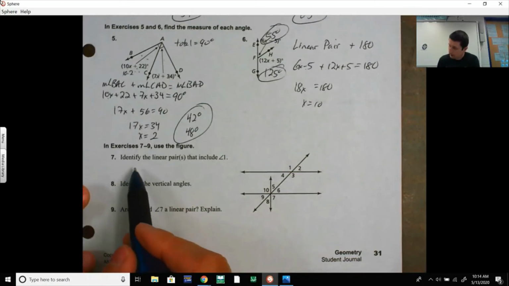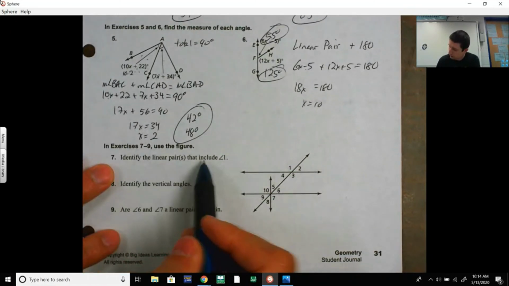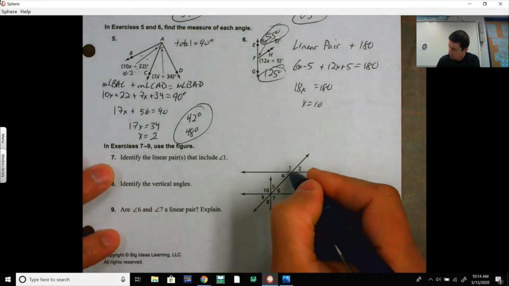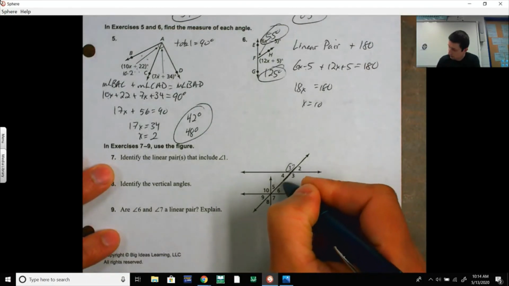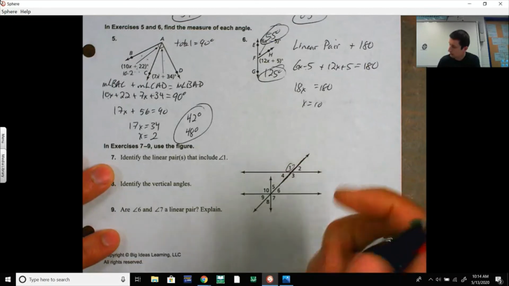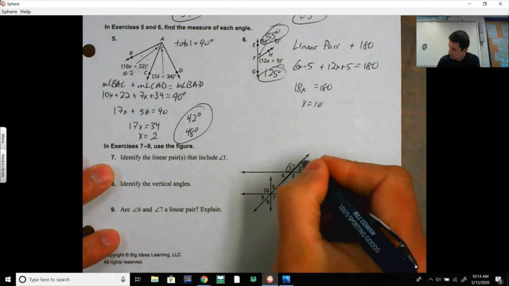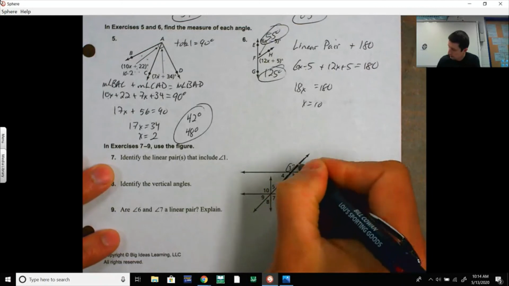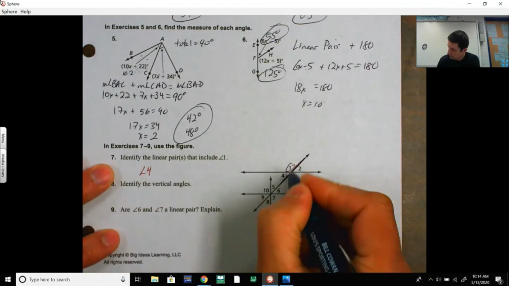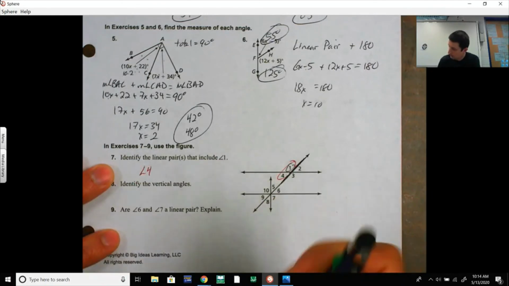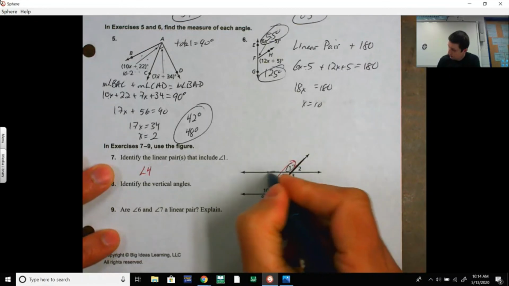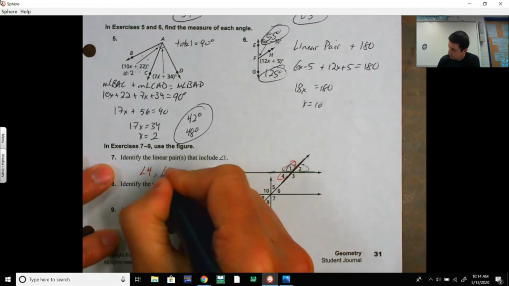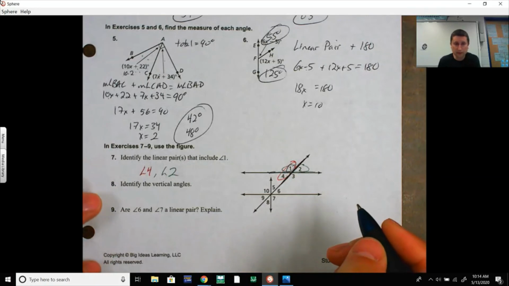Number 7, identify the linear pairs that include angle 1. Linear pairs. So here's angle 1. Linear pairs have a line. So angle 1 is formed by this line going up and down. Get a different color. So that would be angle 4 would be a linear pair. And then also this line going left and right, so that would be angle 2. Those are the angles that form a linear pair with angle 1.